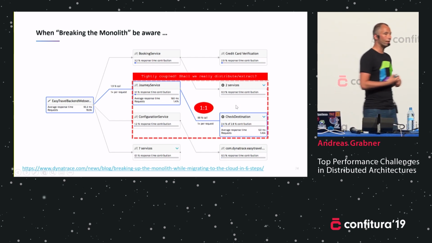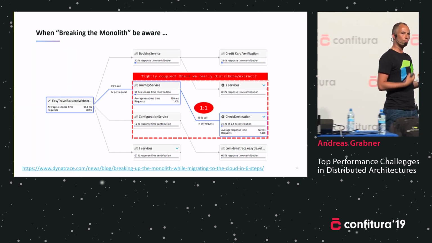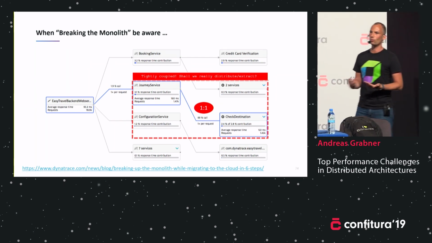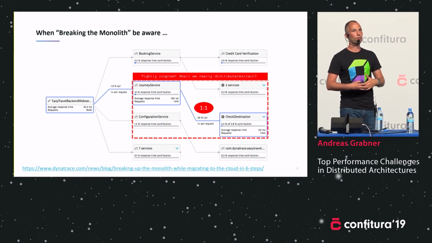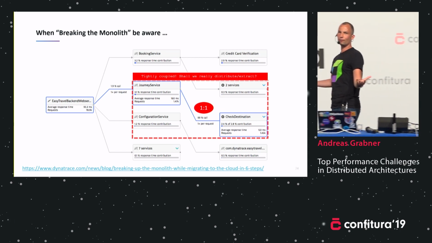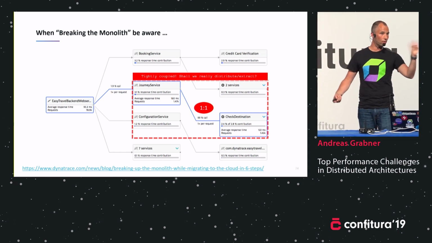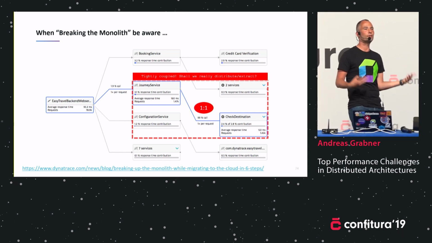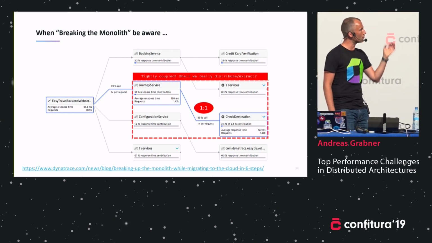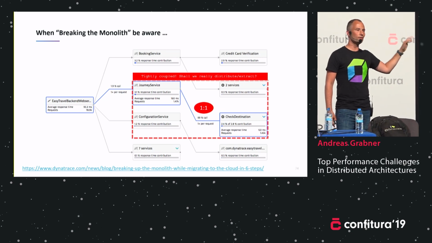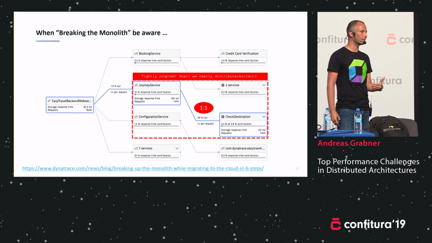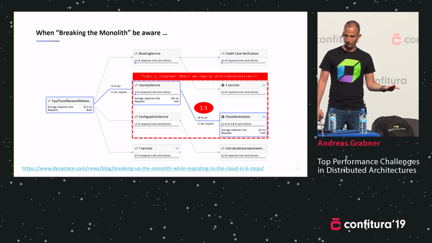However, what it turned out when they then ran their first performance tests afterwards, there was a one-to-one correlation between the journey service and check destination, but they put them apart into completely different parts of the infrastructure. That means a lot of network going back and forth, even though it didn't make sense, because the only service that ever called check destination was journey service. So this is another example of don't extract it, doesn't make sense. Okay?